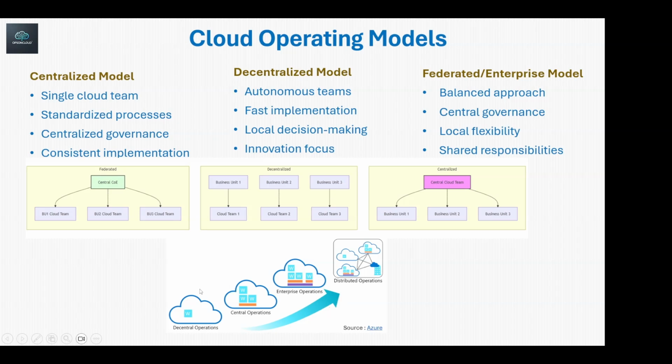The picture below here is an example that I had taken from Microsoft Azure. And the other approach, the operating model, would be the federated or enterprise model. Here, there will be a balance between central governance and local autonomy, right? See here, there are multiple layers.